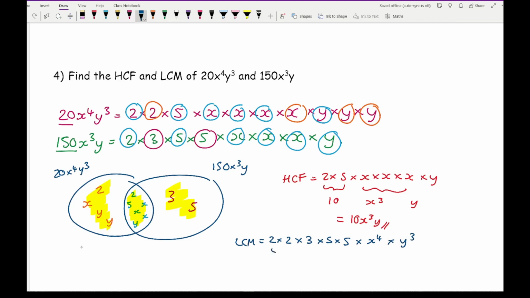So then simplifying all of this, 2 times 2 times 3 times 5 times 5 is 300, and then I've got x to the power of 4 y cubed, and there is my final answer.